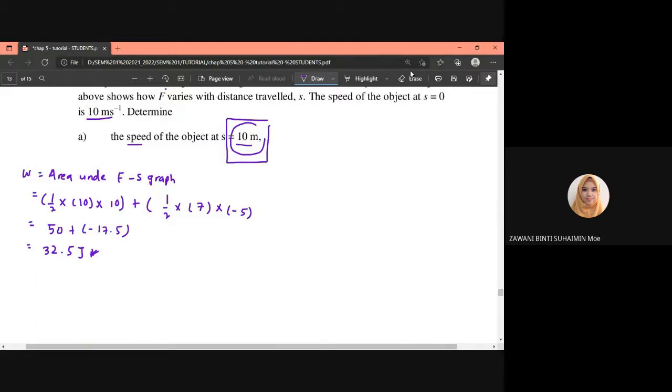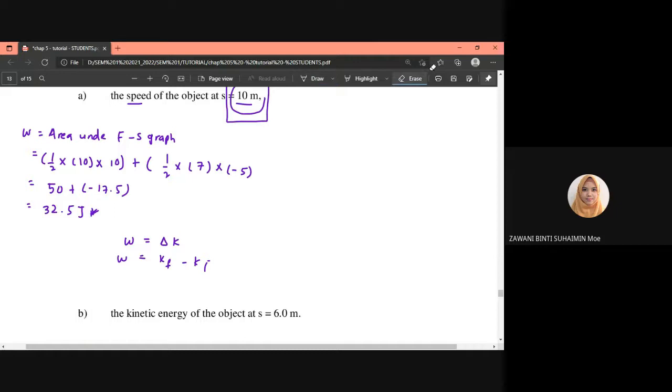Okay, so sekarang kita boleh apply work energy theorem. Okay, untuk kita dapatkan speed. Alright, so K final minus K initial is equal to work. So work kita dah ada. Okay, work kita dah ada, iaitu 32.5. So, apa yang kita boleh cancel?